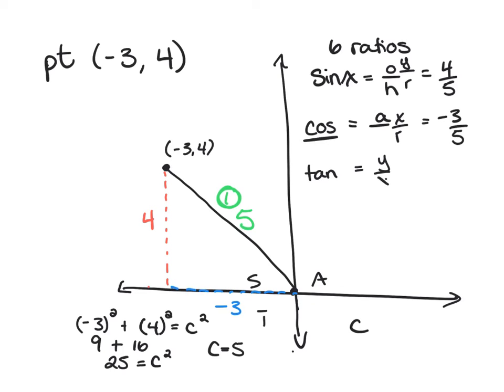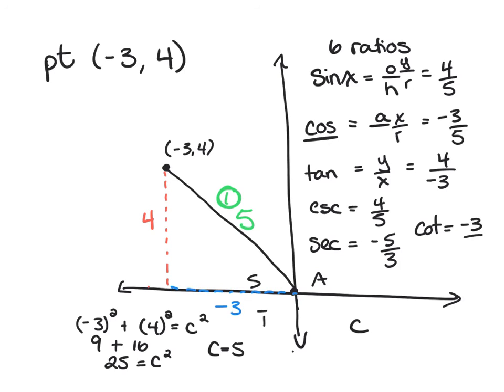Tan is y over x. So that's 4 over negative 3. So again, that one's negative. And then we just do our cosecant, which is just the reciprocal of sine. So 5 over 4. Secant, which is the cos one, negative 5 over 3. And cotangent, which is negative 3 over 4.